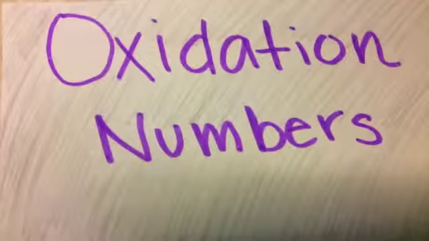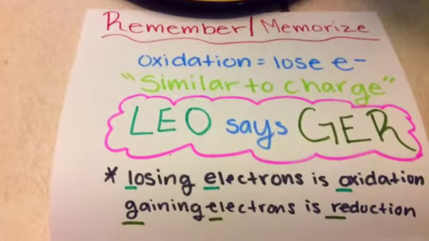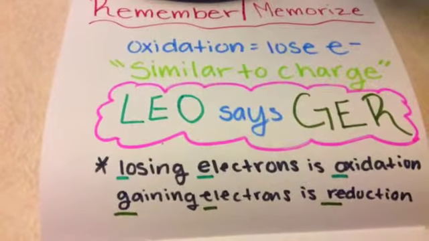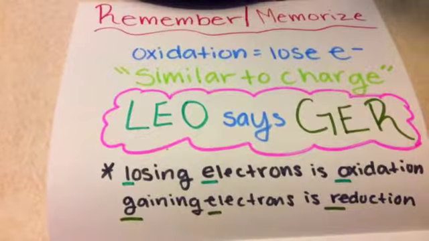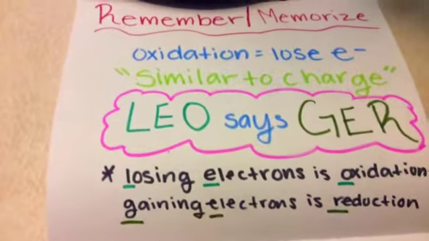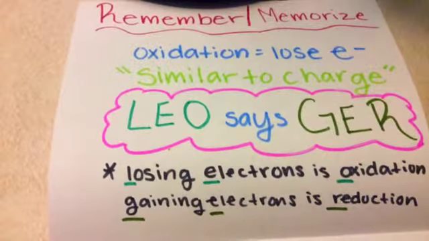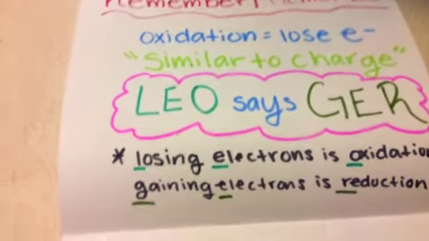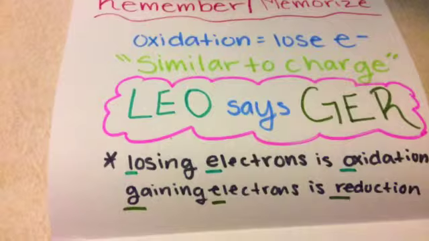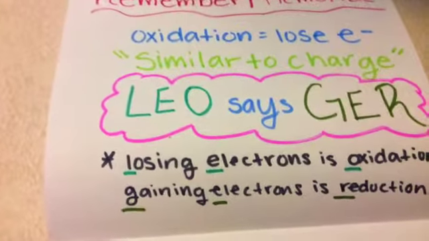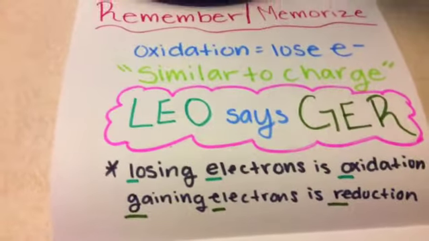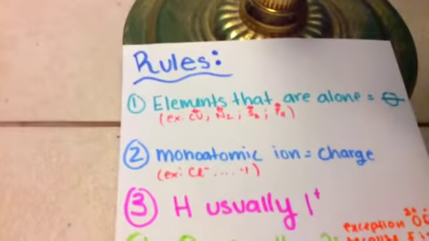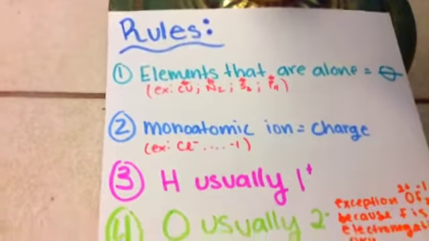Oxidation numbers. For oxidation numbers, you need to remember or memorize that oxidation equals losing e-, which are electrons. Oxidation numbers are similar to the element's charges. LEO says GER is a mnemonic for remembering that losing electrons is oxidation and gaining electrons is reduction. Rules: elements that are alone have no oxidation numbers.